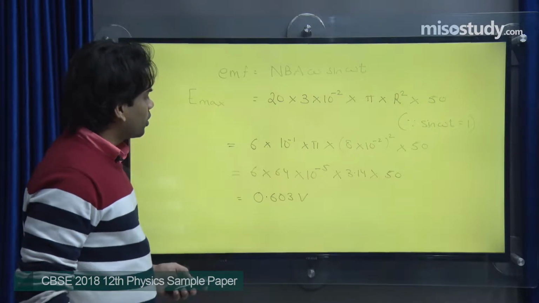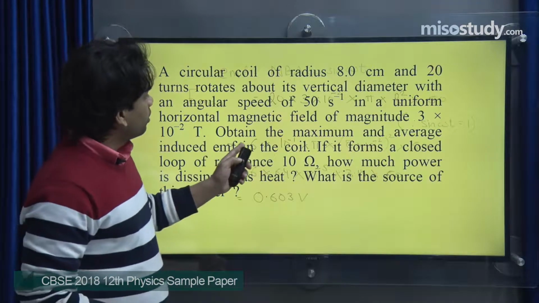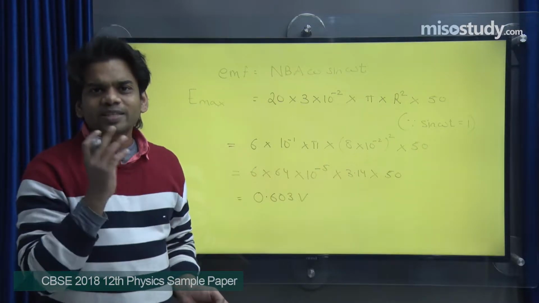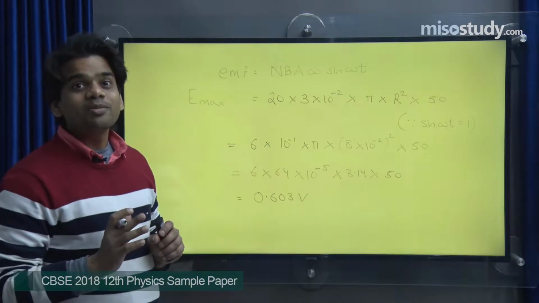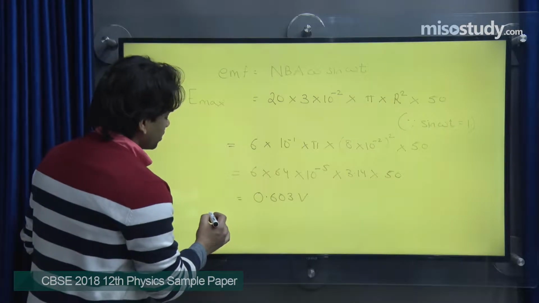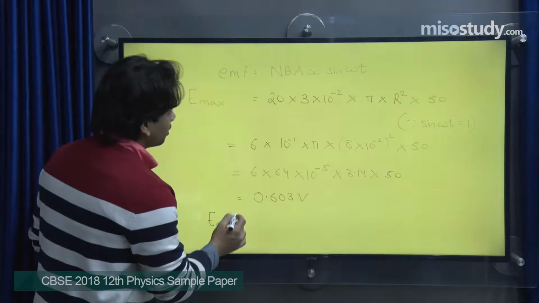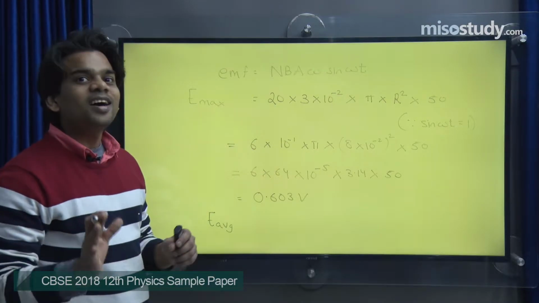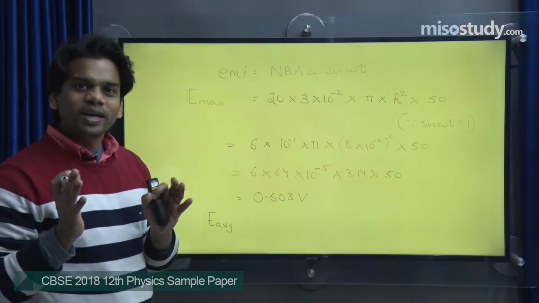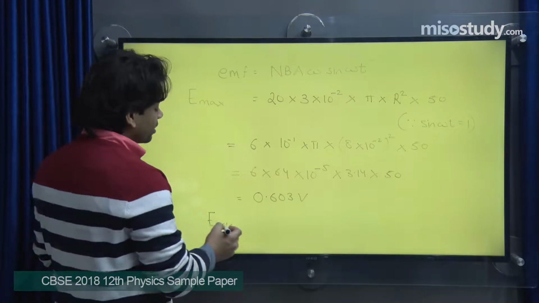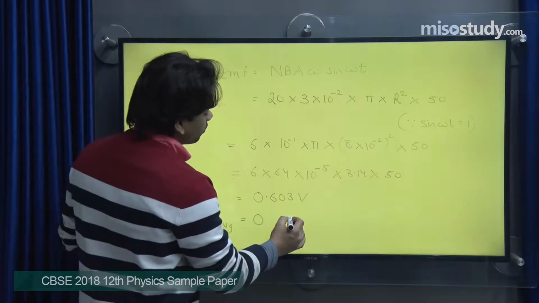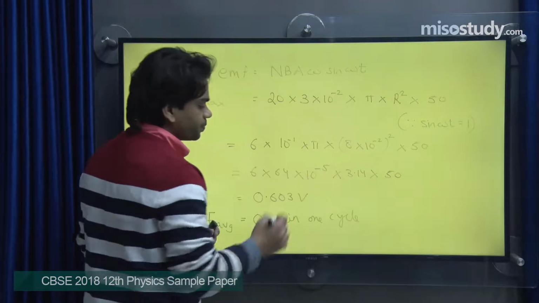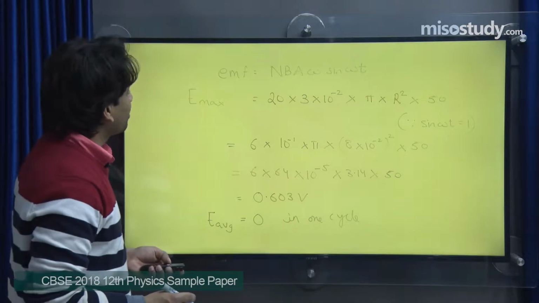Now the second part was the average induced EMF. Let me tell you, for one complete turn, the value of average EMF will come out to be 0, because the average value of sine omega t in one cycle, for 0 to 2 pi angle, is 0. So average EMF is equal to 0 in one cycle. This is the answer for average EMF.